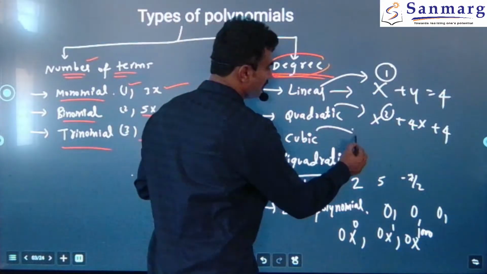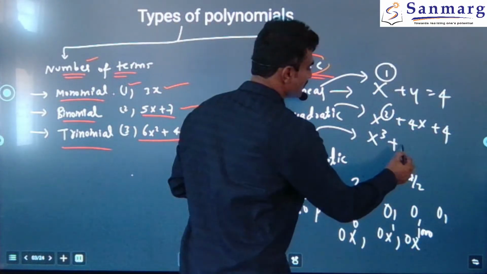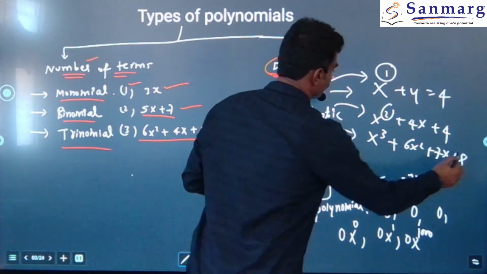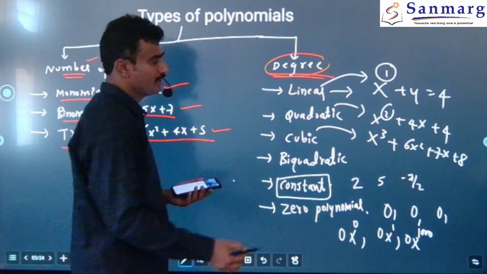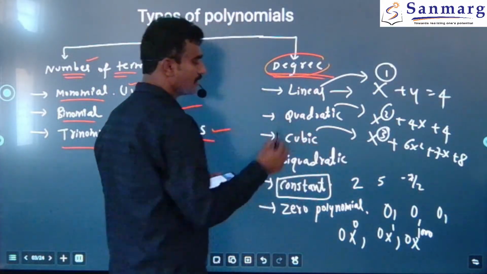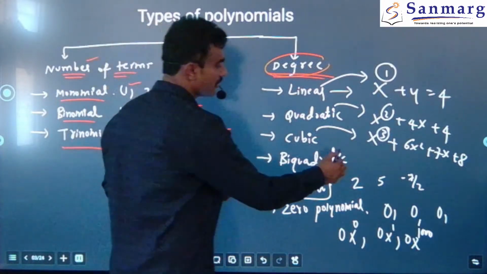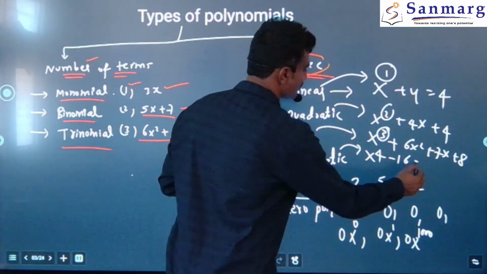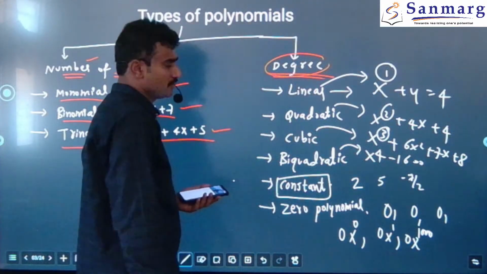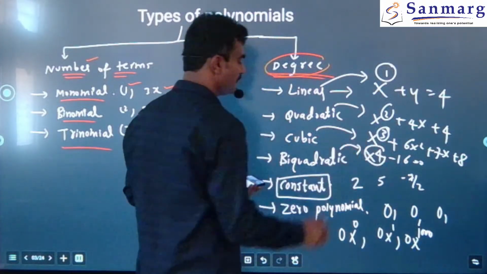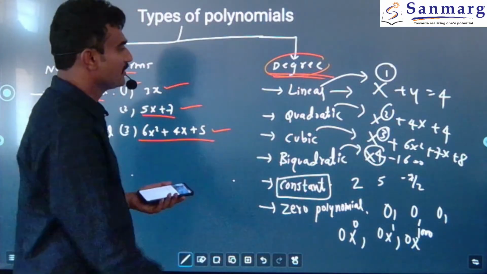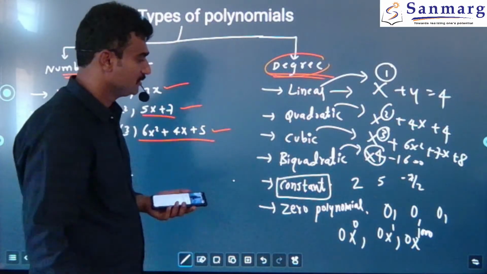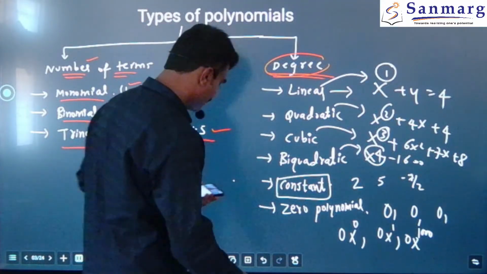Similarly, cubic, if the highest power of the polynomial is 3, for example, an expression where the highest power of the variable is 3. Similarly, biquadratic refers to highest power 4, for example x raised to 4 minus 16 equal to 0. So these are examples of linear, quadratic, cubic and biquadratic. Similarly, we have another two categories.